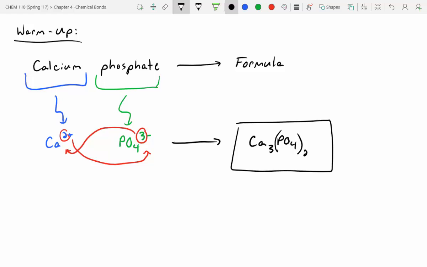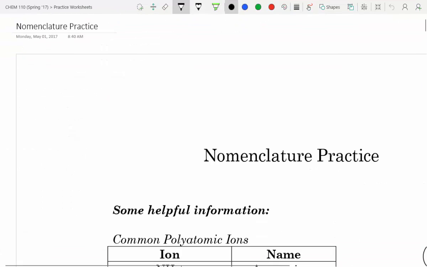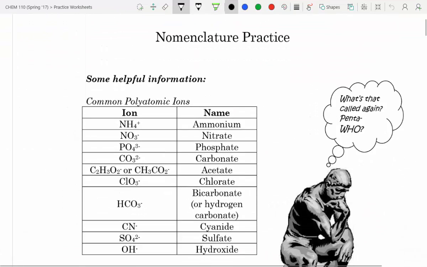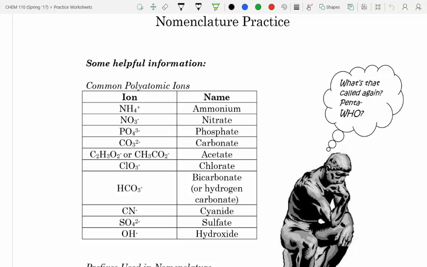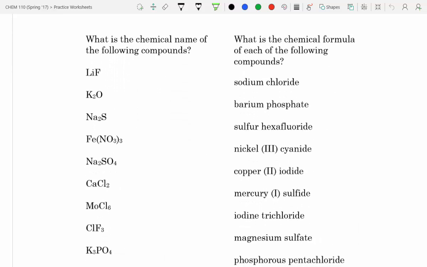So what I've got for you guys up front, if you haven't grabbed it already, is a big old long practice worksheet. I know you guys haven't memorized the polyatomic ions yet, so I've got the cheat sheet on the front side. And then on the back, I've got chemical compounds. I want you guys to give me the names. And then on the other side, I've got the name, and I want you to give me the formula. So work through this with a partner and make sure you guys agree on it. And then after we're done, we'll check in and make sure everybody's on the same page.